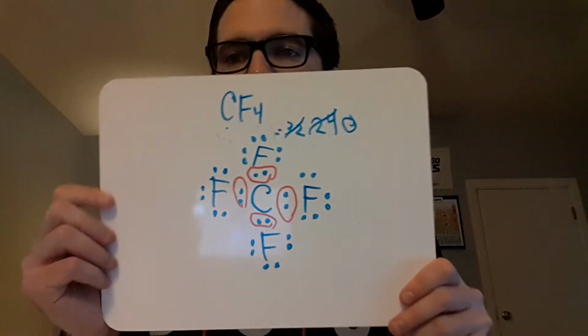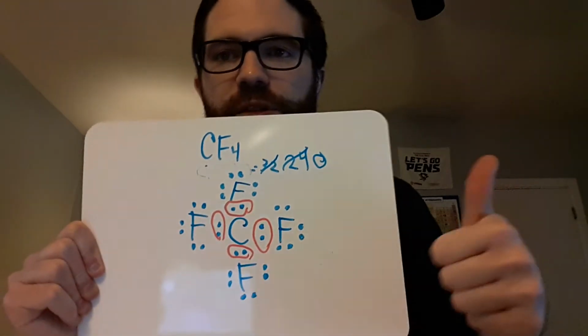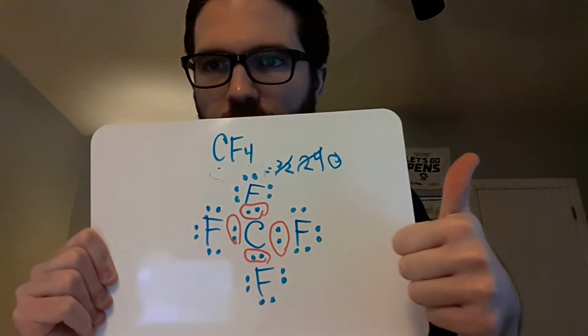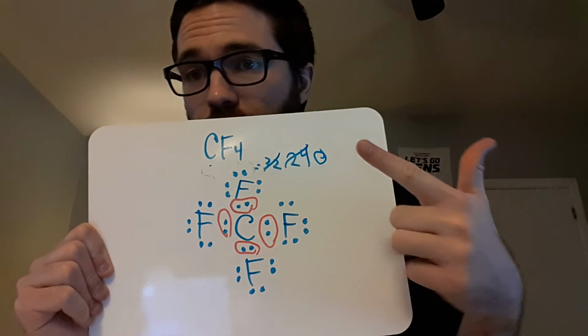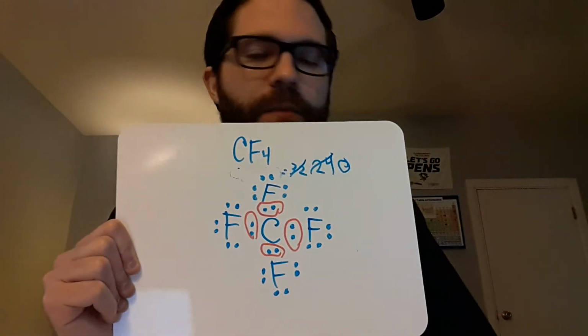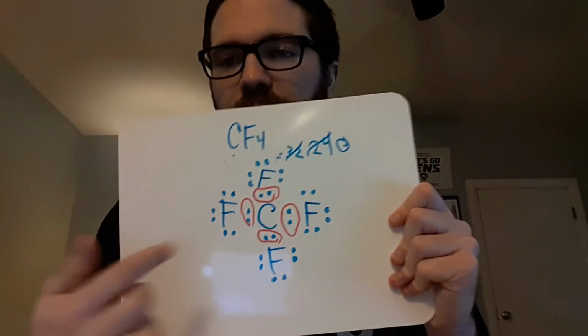What do these actually look like in 3D space? What is their actual shape? So if we look at CF4, our big question to start is, one, how many electron domains are there? And then two, what shape would that form based on that? So how many electron domains do you count around C?